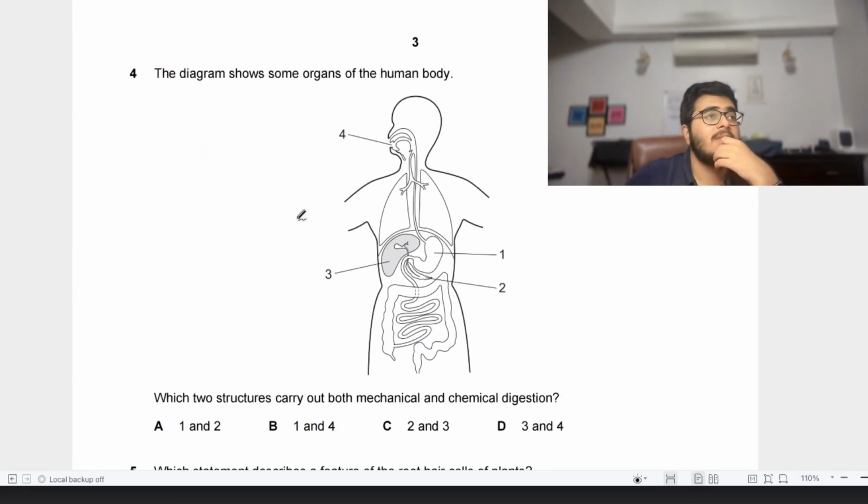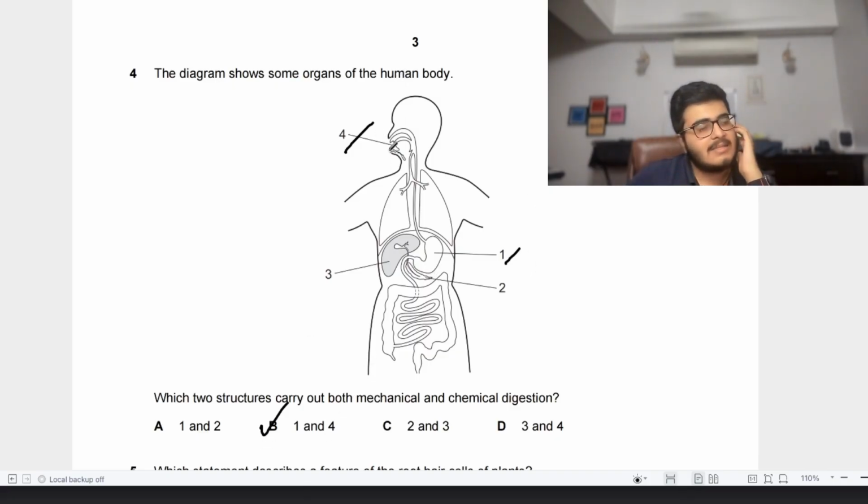Talking about question number 4, it says some of the organs are shown. Now which of these organs conduct both mechanical and chemical digestion? The answer will be mouth and stomach. So 1 and 4, B.